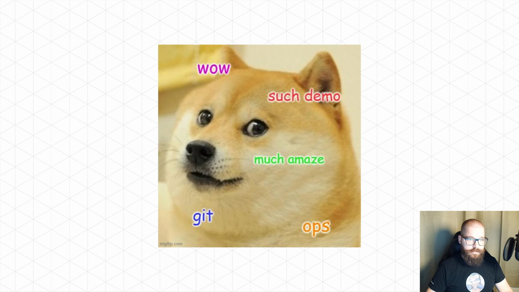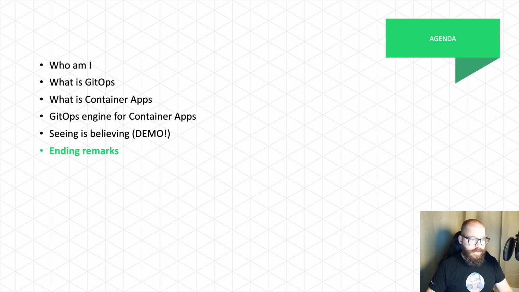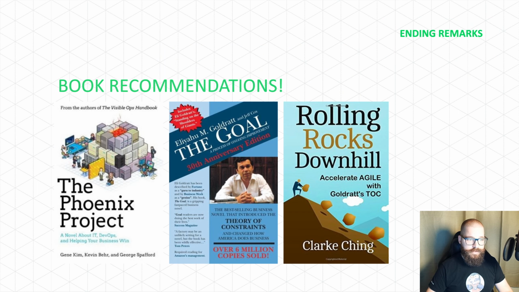I hope you enjoyed that demo, and we'll just do a few ending remarks. And as always, I do recommend books. I listen to a lot of audiobooks myself, and The Phoenix Project by Gene Kim is based on Eliyahu Goldratt's The Goal, and so is Rolling Rocks Downhill by Clarke Ching. All of these books are great to help you understand concepts like lean manufacturing, DevOps, and Agile. I highly recommend all of them.